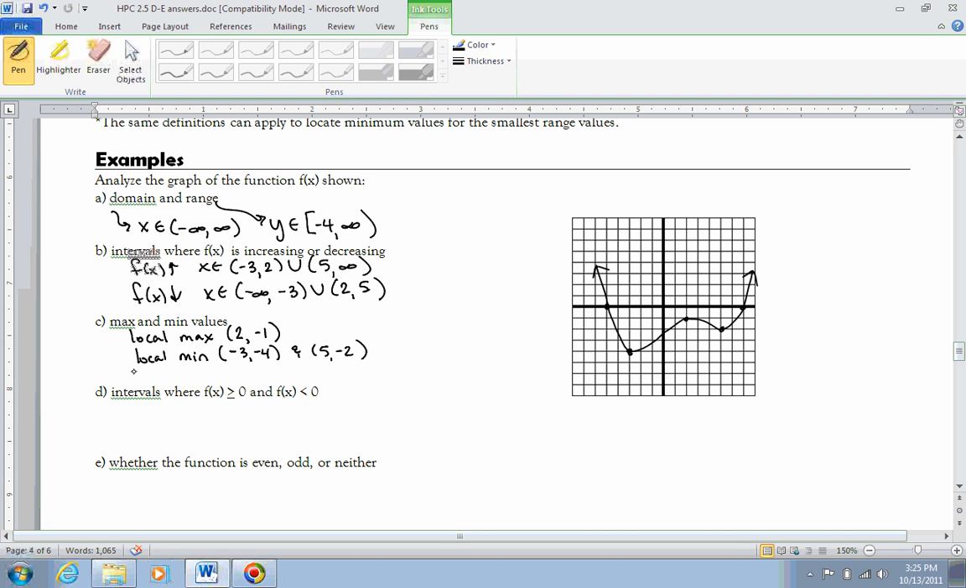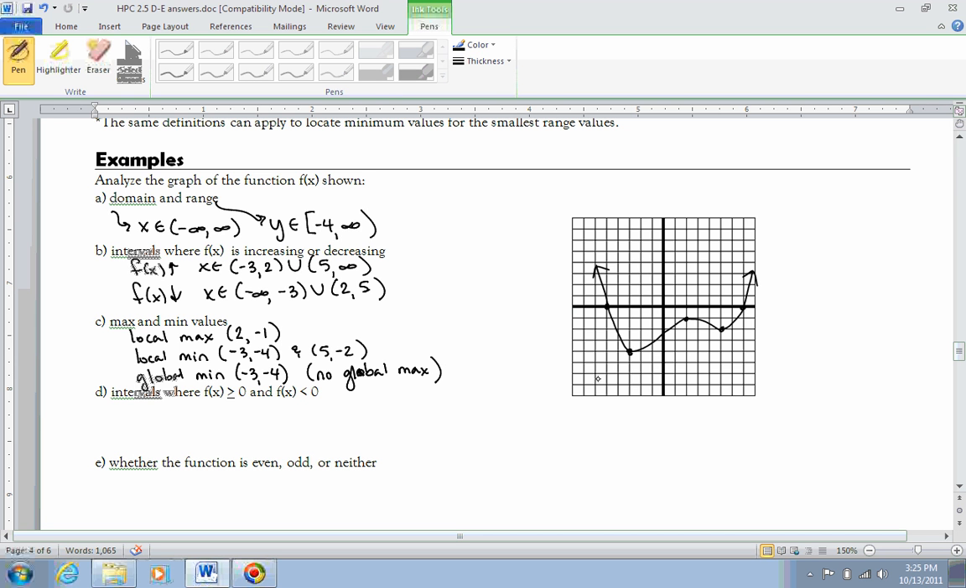And if we're looking at global minimums, since there are two local minimums, one of them is an absolute or global minimum, and that happens at (-3, -4). That happens to be the point that's the lowest on the entire graph. And if you're talking about global maximums, there's no highest point because the arrows go up on each end. The maximum is like infinity, so there's no point at which there's a max.